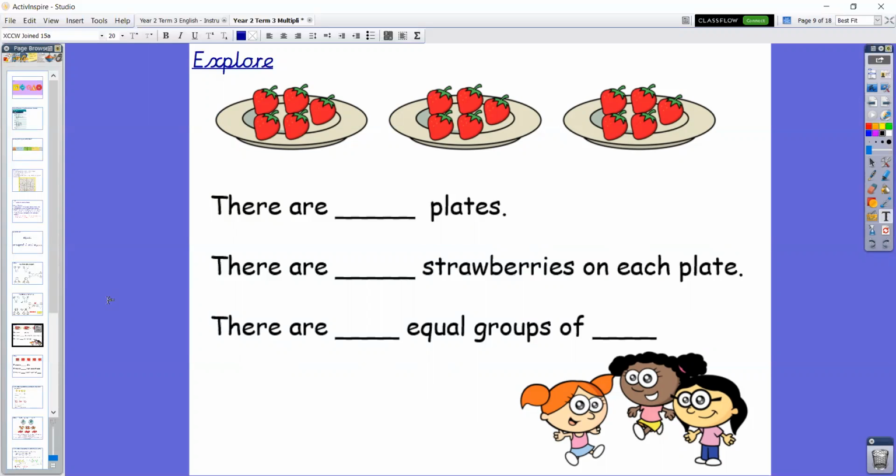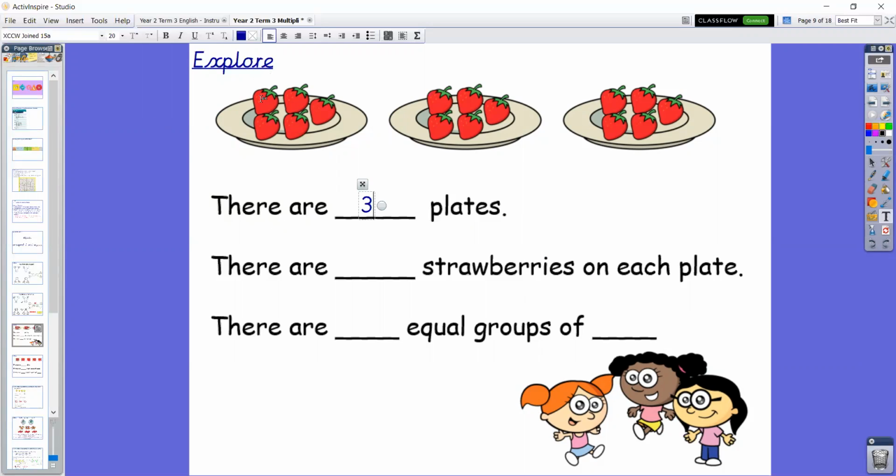Brilliant, well done. They are plates. So having a look at the picture, how many plates can you see? Fantastic, there are 3 plates. Should we say that together? There are 3 plates. Well done, thank you for joining in with me. Okay, we're now going to have a look at the amount inside each group. So that means looking to see how many strawberries are on each plate.